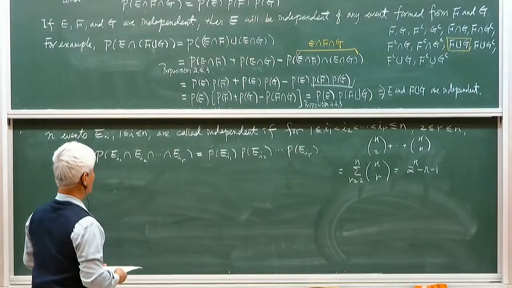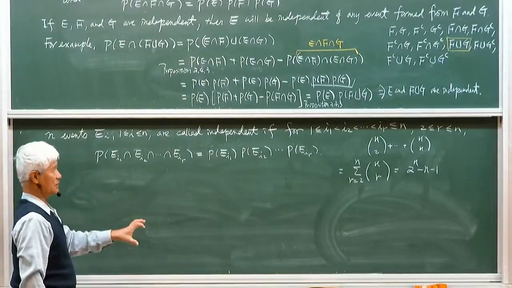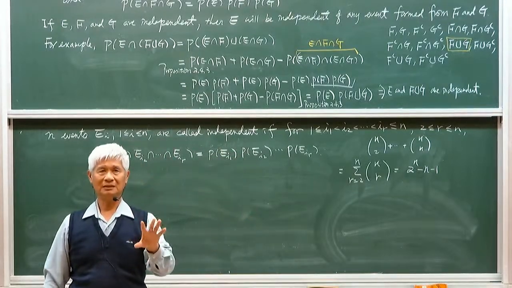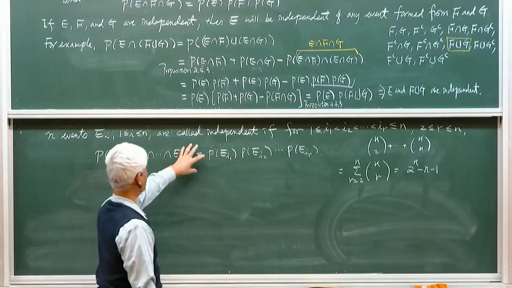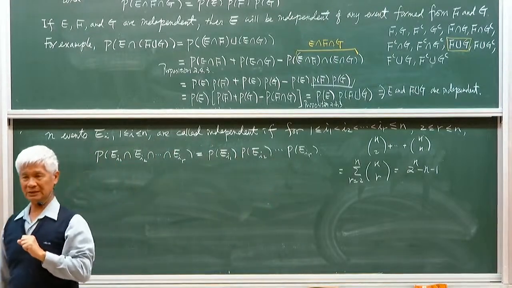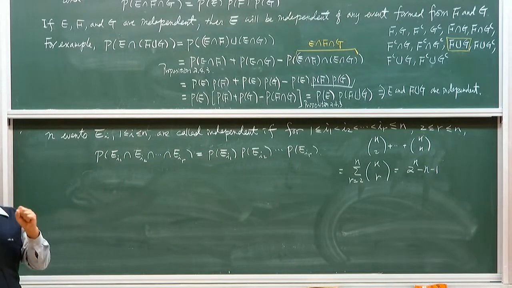So when we make the assumption that n events are independent, it means a lot, because there are a lot of equations that have to be satisfied. So this is a very strong situation. Okay, so you have to know that.